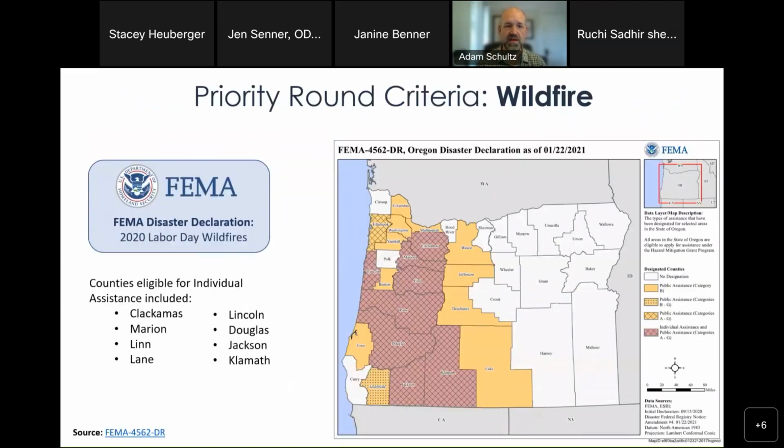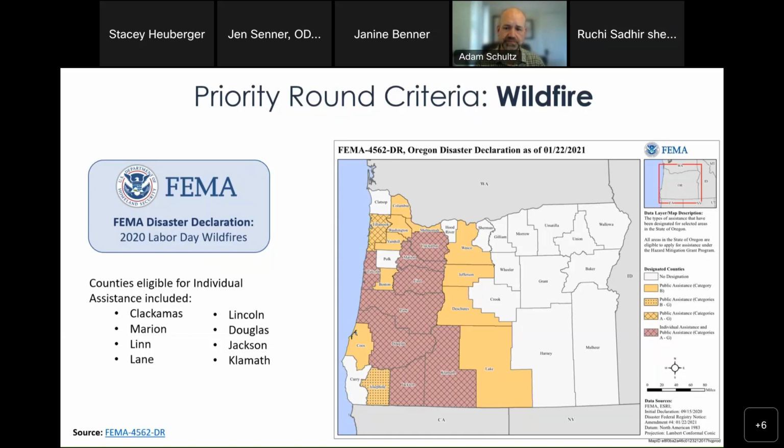Next slide, thanks. So the first screen we're proposing to use is areas that were eligible for individual assistance related to the FEMA disaster declaration for the Labor Day wildfires. The counties shaded in red on this map would qualify for individual assistance. What we're proposing is that this be one of the eligibility screens you can qualify under for the wildfire screen in the priority round. You can see here there were 8 counties that met this requirement.